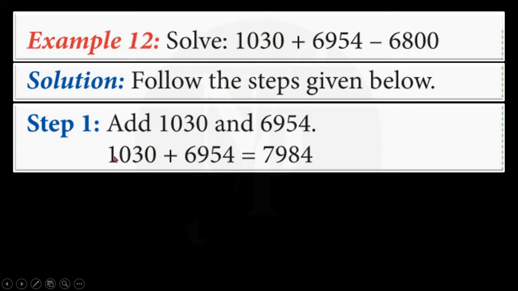So we will add 1030 and 6954. On adding these two numbers we get 7984. So you may add these numbers and verify.